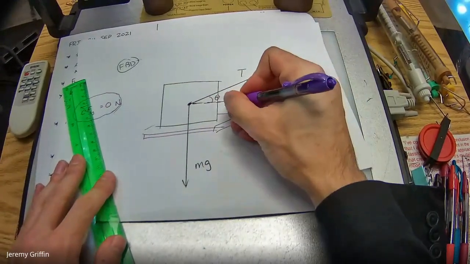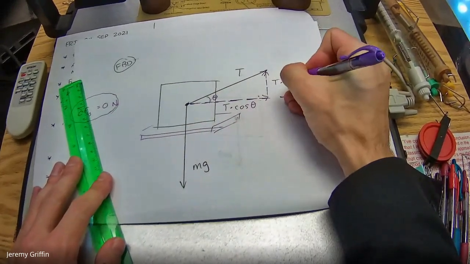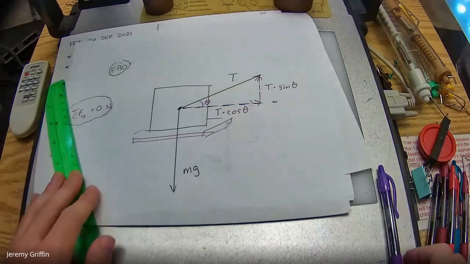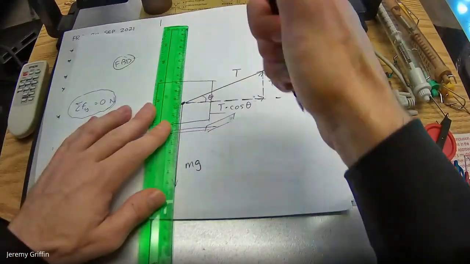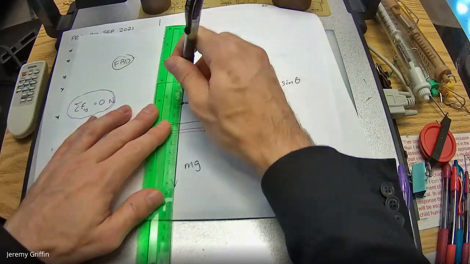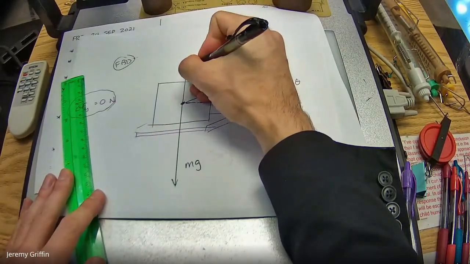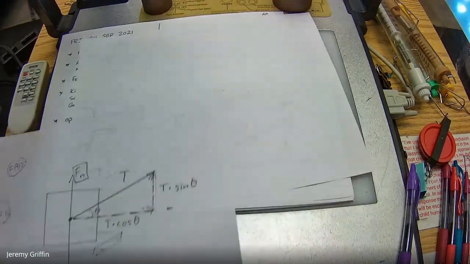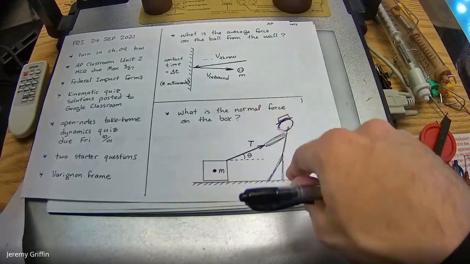Where this is T cosine theta, and this is T sine theta. Is that? No, there's definitely a normal force, but I was saying it was not going to be equivalent to the full weight. Maybe it only goes to about that much, call it normal force. And the question that I threw on the setup here was, well, what is that normal force?